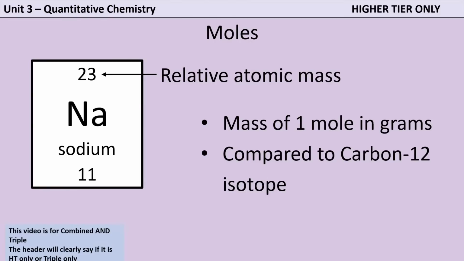Okie doke, so this one is not for foundation tier, but if you're taking higher tier, you need to know what a mole is. So basically, one atom is way too small for us to measure the mass of. So rather than just measuring one mass on its own, we measure a kind of multi-pack, and that multi-pack is called a mole. So when we say that the relative atomic mass of sodium is 23, what we mean is that 1 mole weighs 23 grams, and that's compared to a kind of gold standard isotope, which is carbon-12.